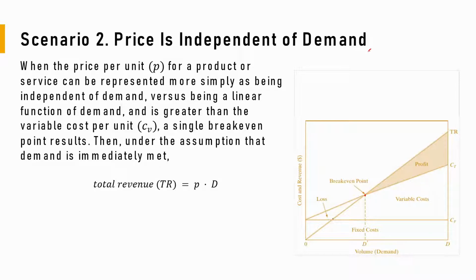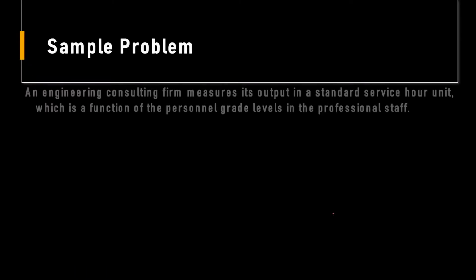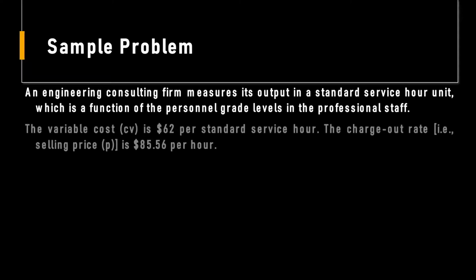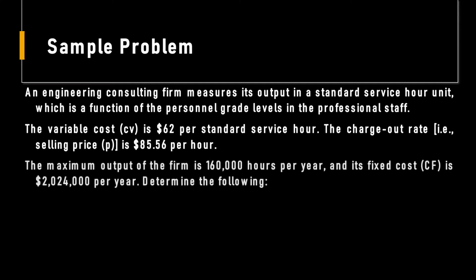So sample problem: an engineering consulting firm measures its output in a standard service hour unit, which is a function of the personnel grade levels in the professional staff. The variable cost, C sub V, is $62 per standard service hour. The charge out rate, or yung selling price P, is $85.56 per hour. The maximum output of the firm is 160,000 hours per year. And its fixed cost, C sub F, is $2,024,000 per year.